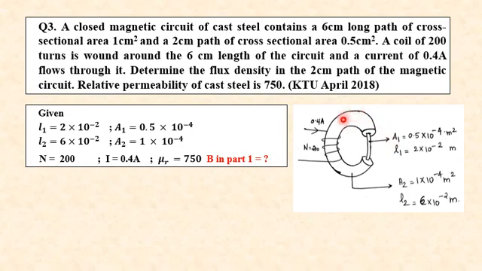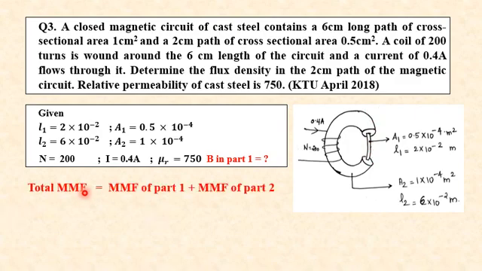So from the figure it is clear that the flux is only having a single path to flow and each part is connected in series. So this is a series magnetic circuit. Since there are two parts, we can write total MMF equal to MMF of part 1 plus MMF of part 2. Substituting, we will be getting it as Ni equal to phi into S1 plus phi into S2. Since flux is same, we can write it is equal to phi into (S1 plus S2).